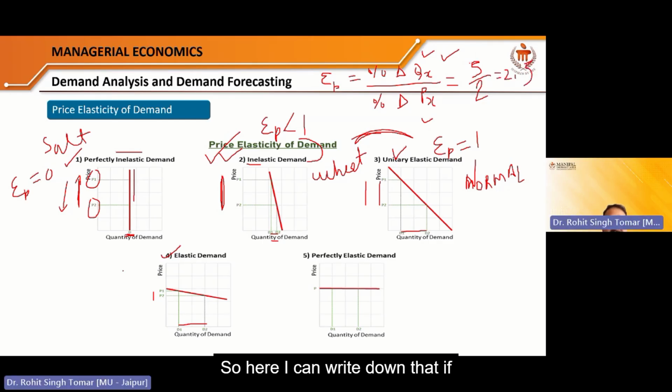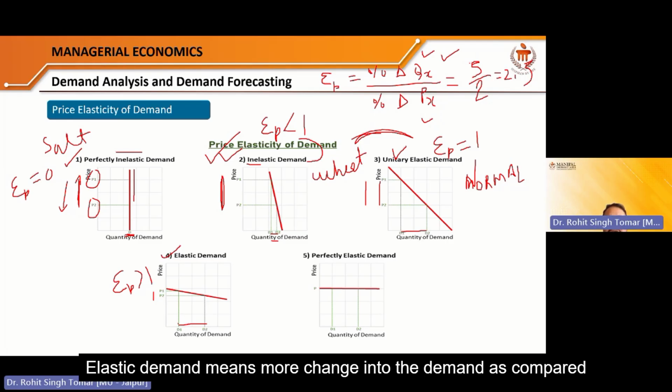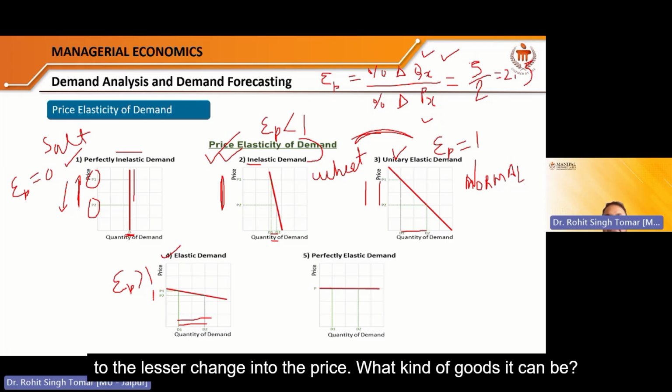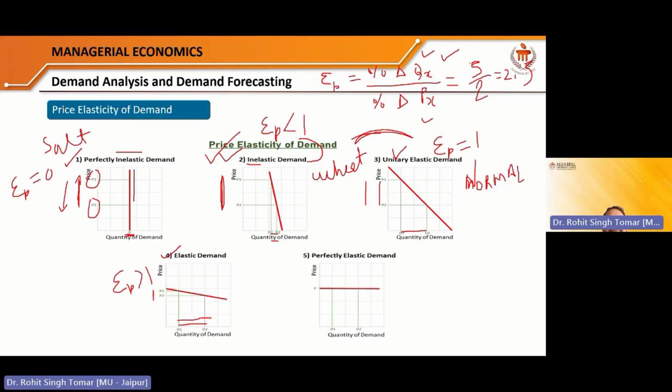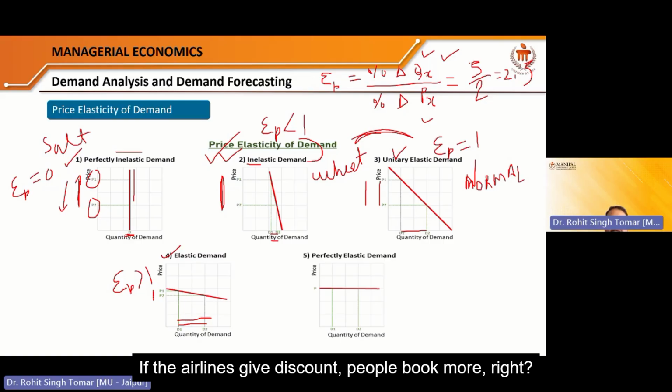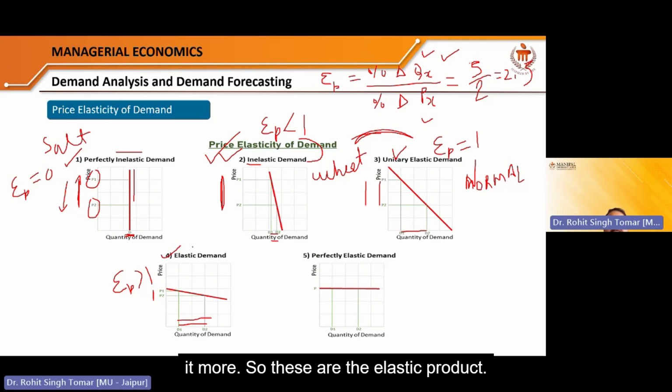So here I can write that if the price elasticity is greater than 1, this is known as elastic demand. Elastic demand means more change in the demand as compared to the lesser change in the price. What kind of goods can it be? It can be luxury goods. It can be hotels, where if the hotel gives a discount, people book more. If the airlines give a discount, people would book more, right? If the air conditioner gives a discount, people may buy more. If there are heavy discounts on car sales, bike sales, people will purchase more. So these are elastic products.